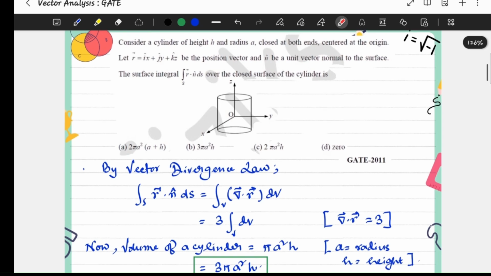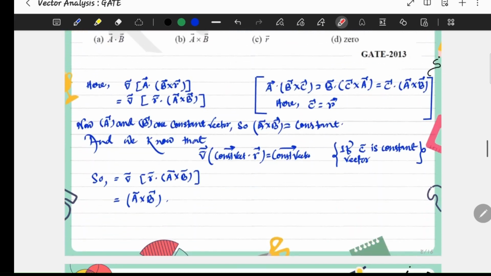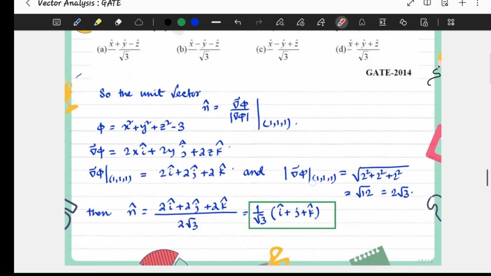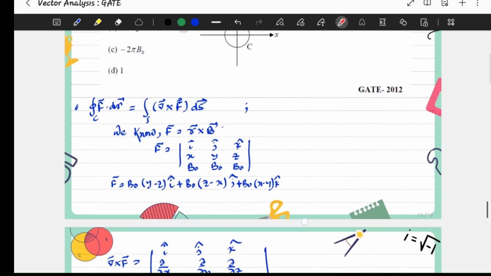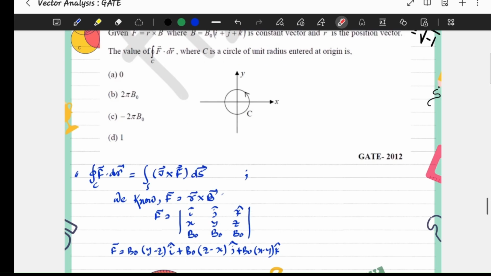See, it is r dot n ds. It is a surface integral. So here we use the vector divergence law for surface integral. In the same way, here we will apply this law. The integral of F dot dr equal to the integral of del cross F dot ds. Okay, understand? So del cross F dot ds, here it will be a dot.